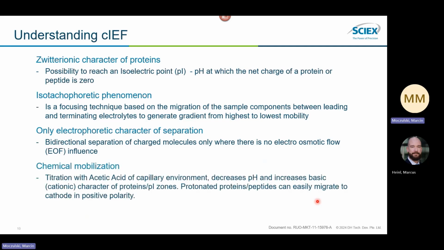And finally, we use a phenomenon also related to amphoteric components, where by different treatment of the environment and titration, we can reduce the pH below the isoelectric point of each zone determined during gradient formation. Because of that, the protonated zones, including our markers and proteins, can be easily moved through the capillary.